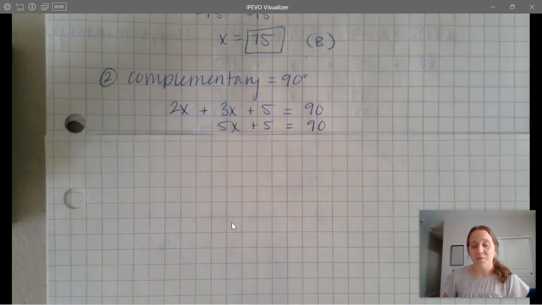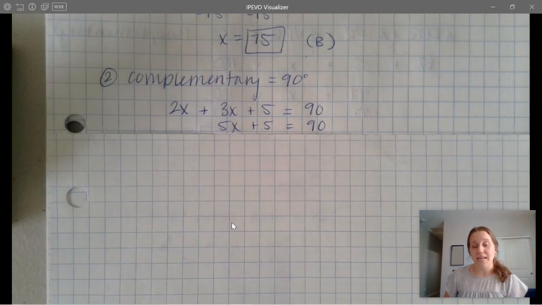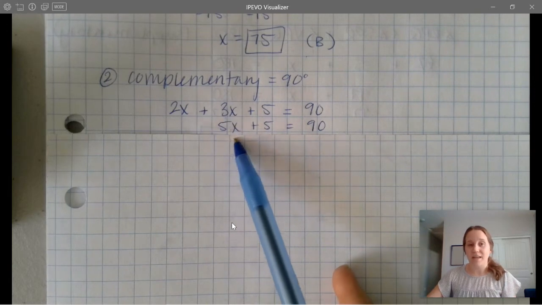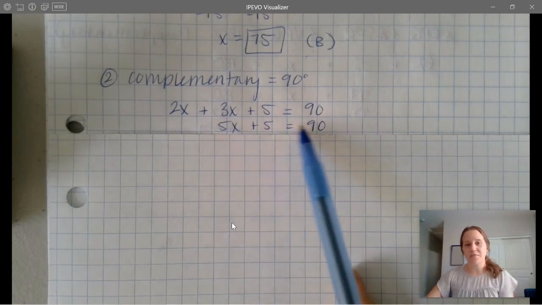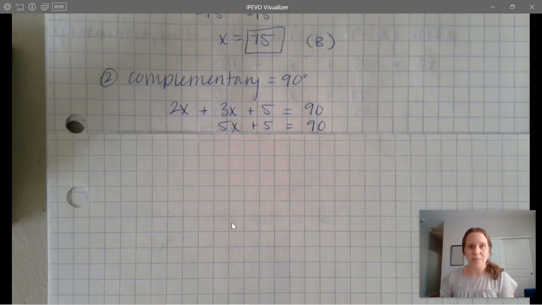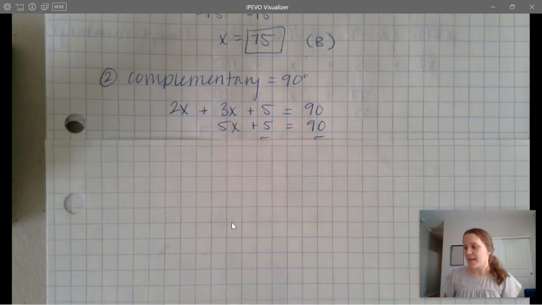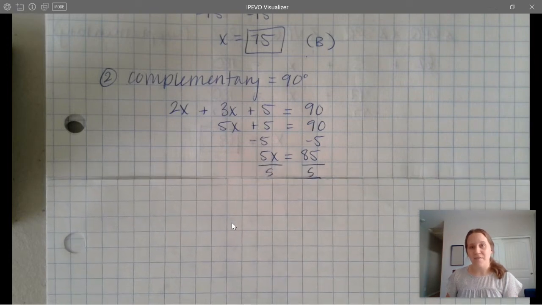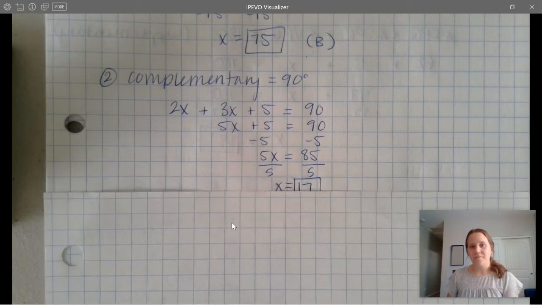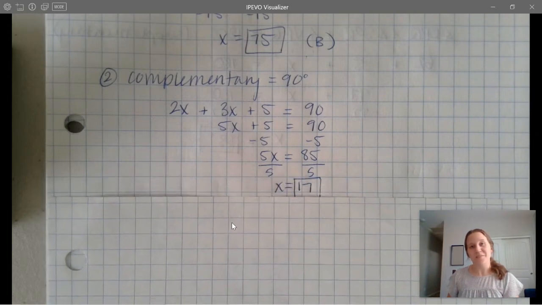My reminder to you while you were working was to try combining like terms before you finish solving. I know that 2x and 3x are like terms, and together that's 5x plus 5 equals 90. Now it's a two-step equation that I can solve. I subtracted 5 on each side. Then I divided each side by 5. And I got x as a value of 17.